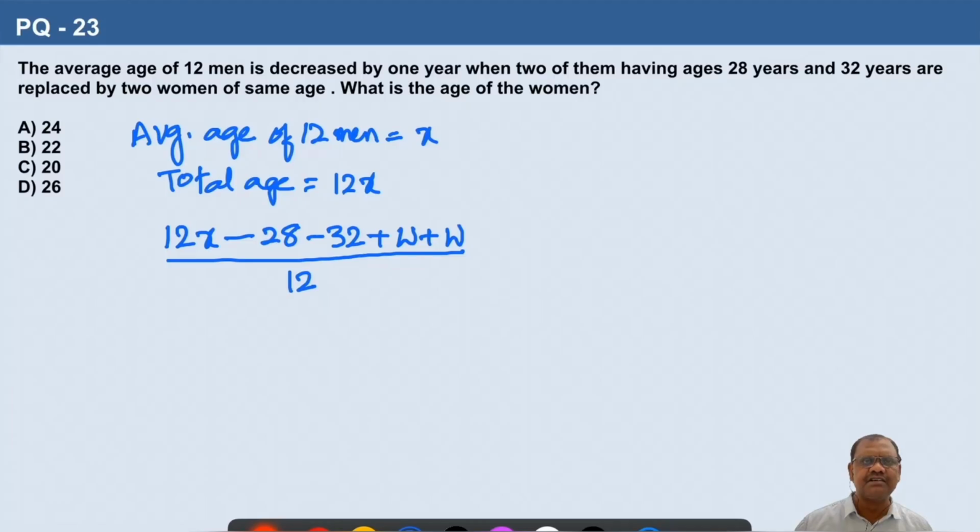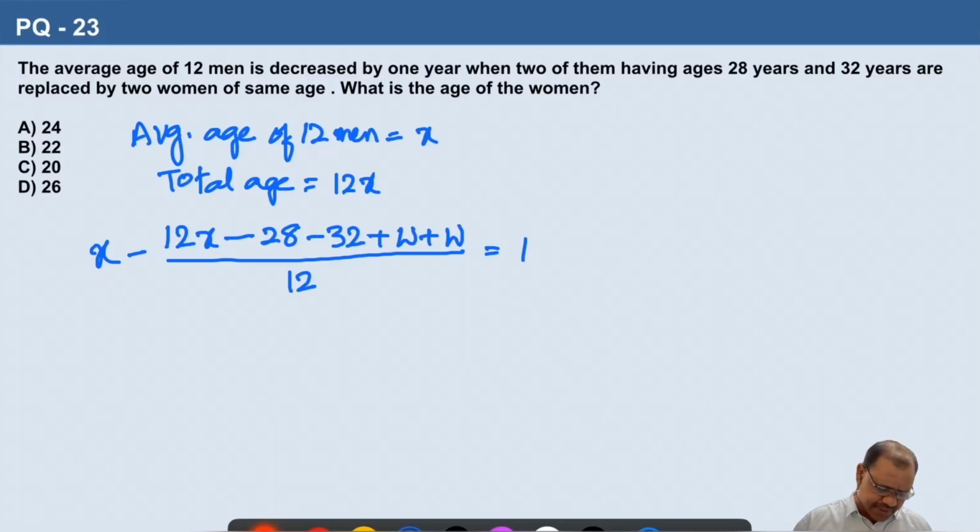So that is the question. The average age of 12 men is decreased by 1 year when two of them having ages 28 years and 32 years are replaced by two women of same age. So the average age is x. This is decreased by 1. So the difference between the previous average and the present average is 1.